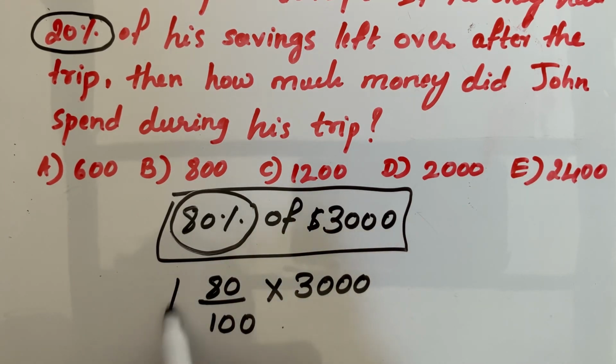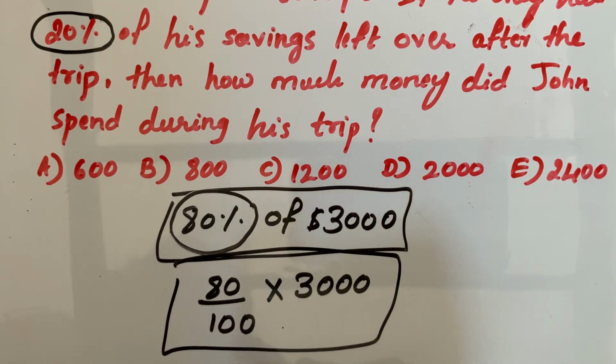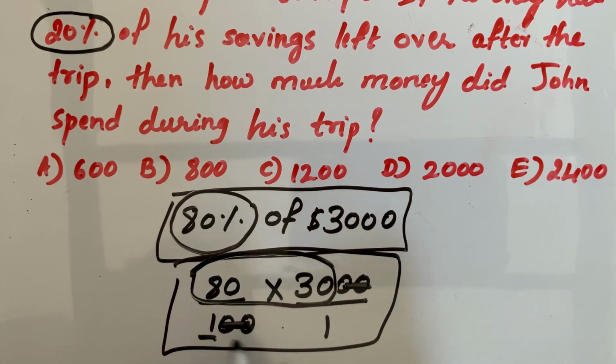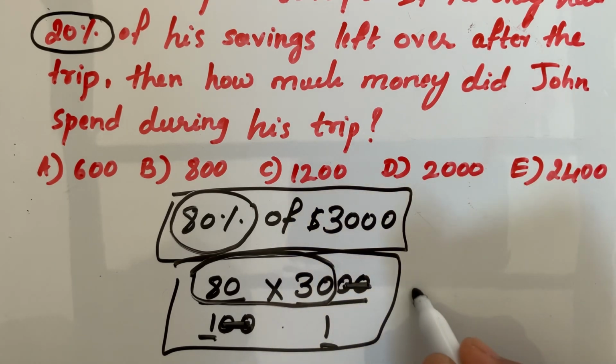So let's simplify this. You can just simply cross out 2 zeros here. 3,000 is nothing but 3,000 over 100. So you can just cross out these 2 zeros. Here what is left? 80 times 30. This is 1 times 1, 1 itself. So we only have to find 80 times 30. What is 80 times 30?